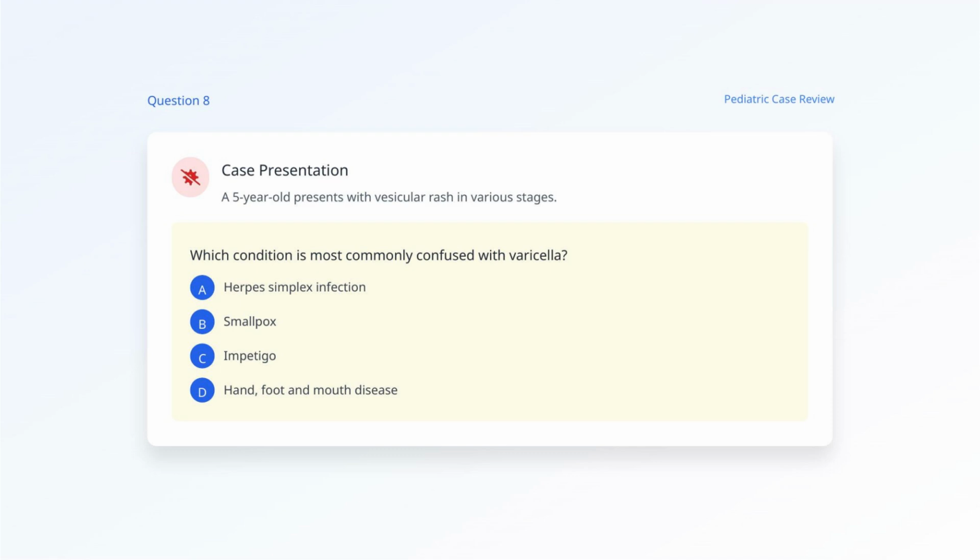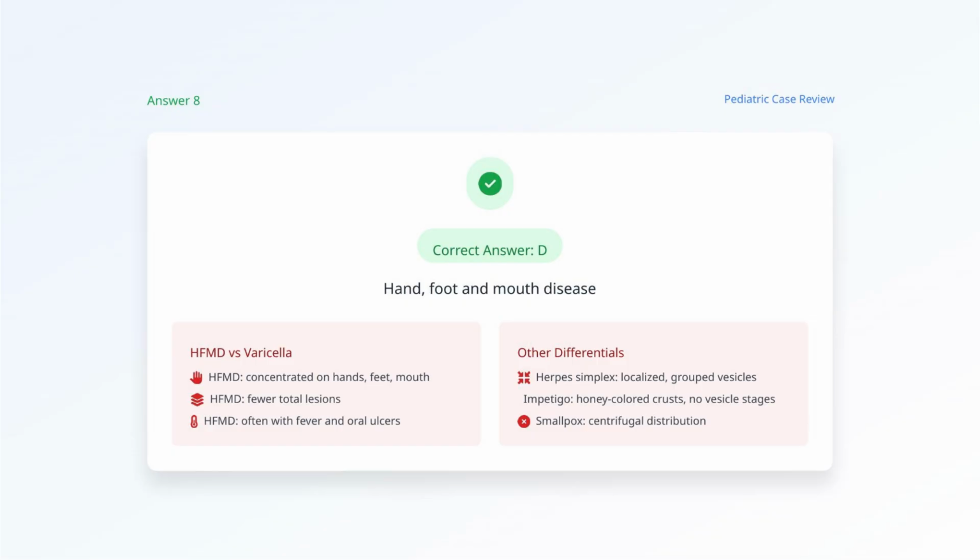A 5-year-old presents with vesicular rash in various stages. Which condition is most commonly confused with varicella? A. Herpes simplex infection. B. Smallpox. C. Impetigo. D. Hand, foot, and mouth disease. The correct answer is D.